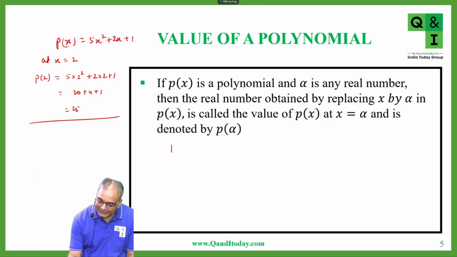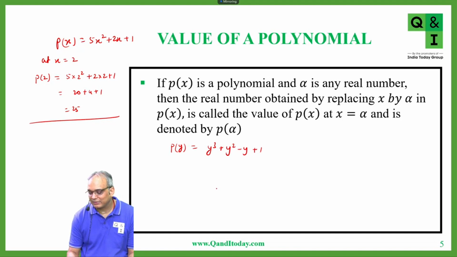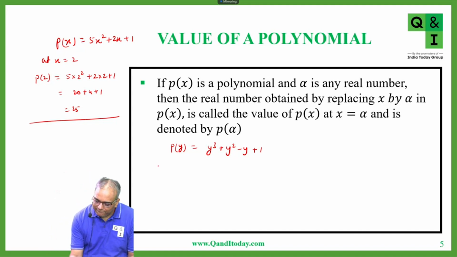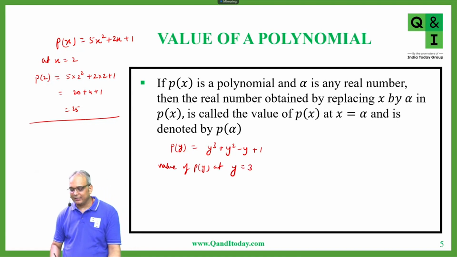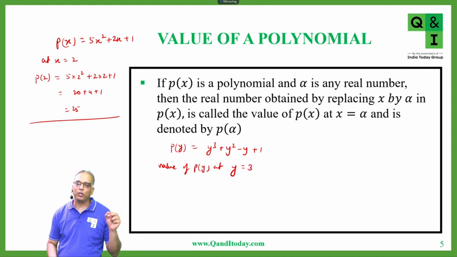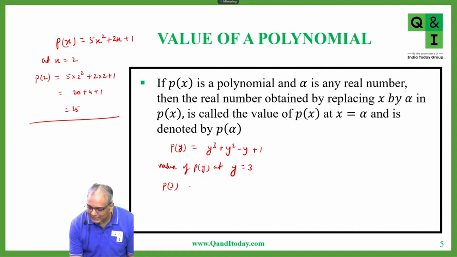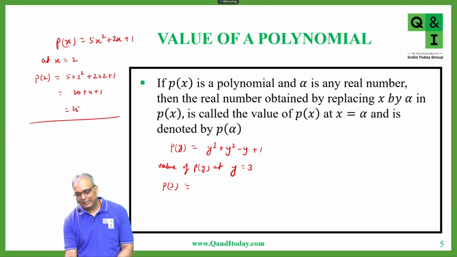For example, let's say p of y is y cube plus y square minus y plus 1. Let's say this is another polynomial. Now, if we have to find the value of the polynomial P(y) at y is equal to 3, we will represent this as P(3). Instead of y, we'll write 3, and wherever in the polynomial we have y, we'll replace it by 3.